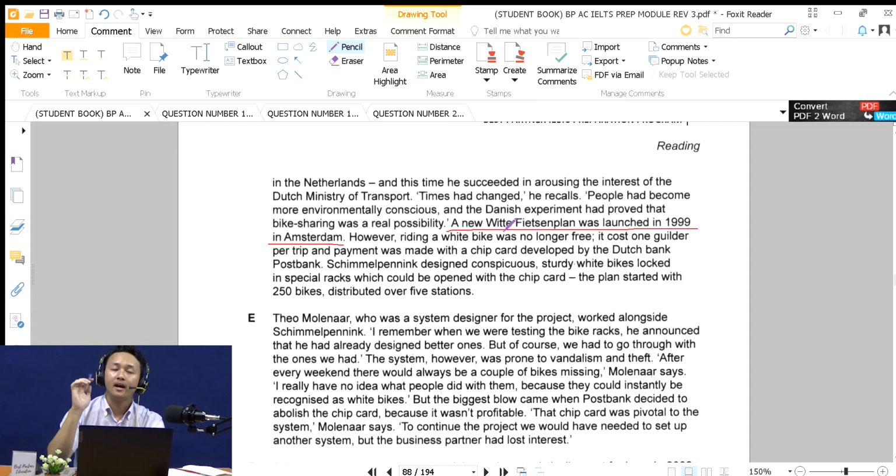And then, as in the question, you need to find two statements that are made about the 1999 Amsterdam bike sharing scheme. Two things. After you have found it, go read it. You can read the part after here, or you can just read the part before here.